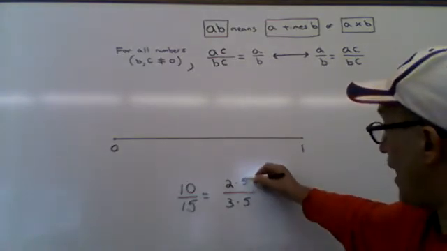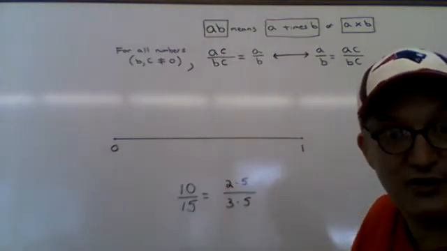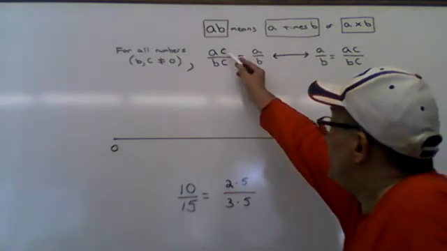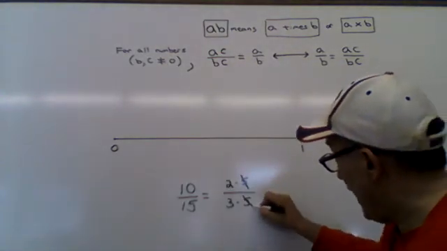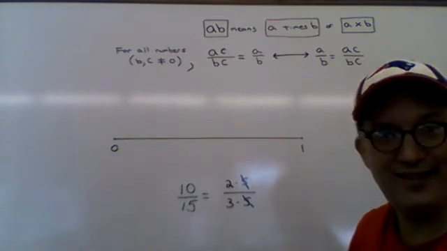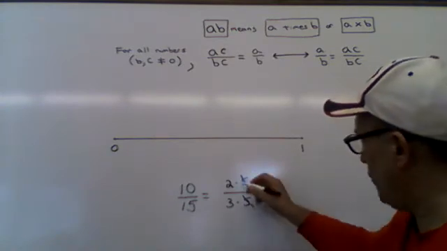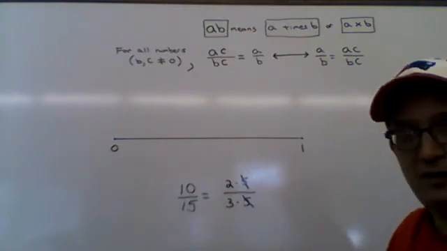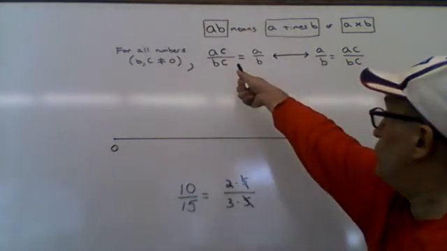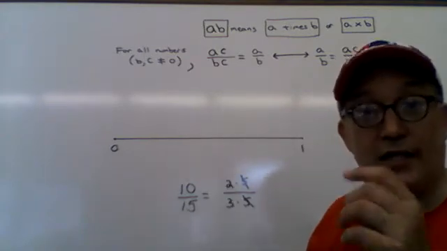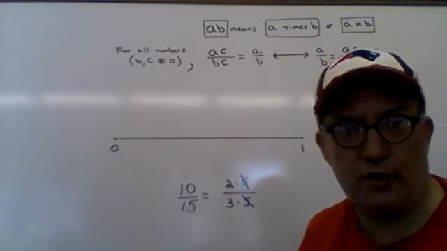So here the 5's are the C's. And notice this C and this C have to be the same number. So I can cancel the 5's, right? And what's left? 2/3. So according to this truth of math that I've written for you in that symbolism, 10/15 is equal to 2/3.